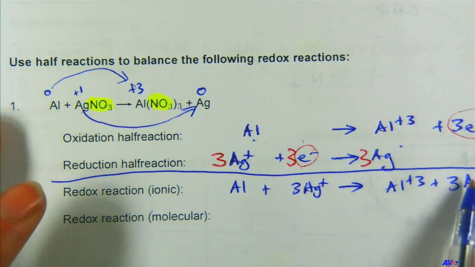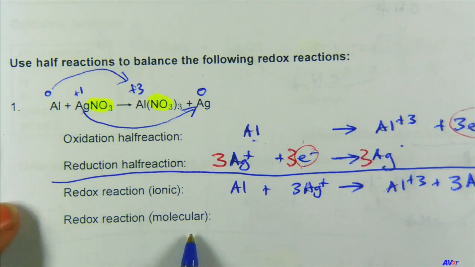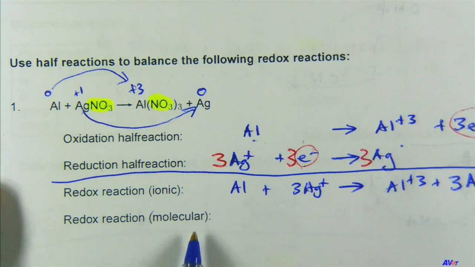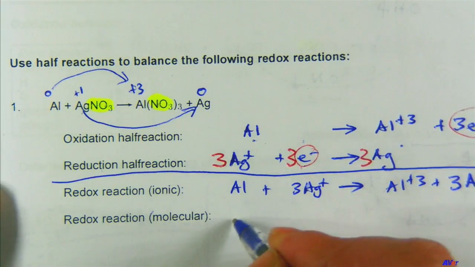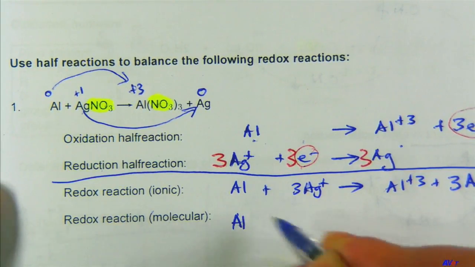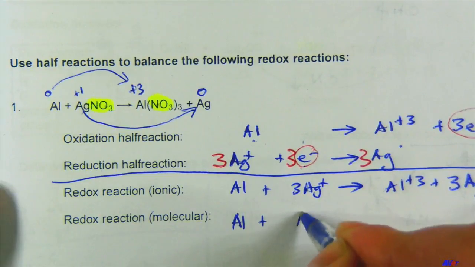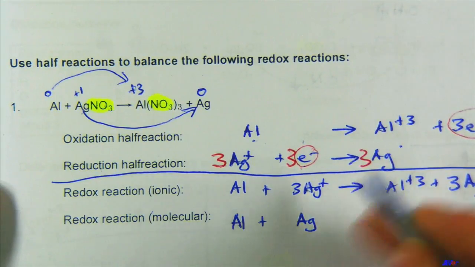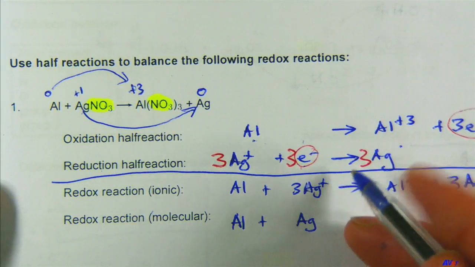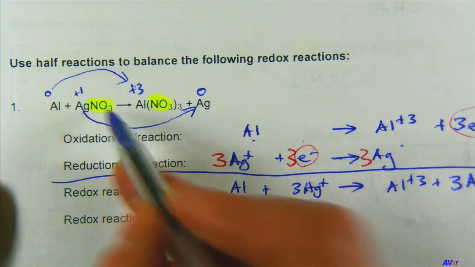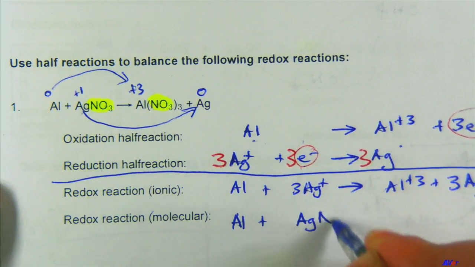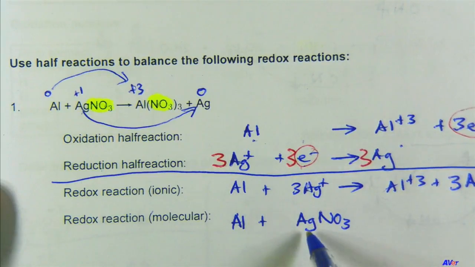So sometimes they might ask you to make it molecular. So now we don't want ions. So what I am going to do is just put back my spectator ions. So aluminium is fine, no charge, right? But how about the silver? How can I get rid of that positive charge? By putting my spectator nitrate back. So I'm putting nitrate back in there. Silver is +1, nitrate is -1, so it looks like that.